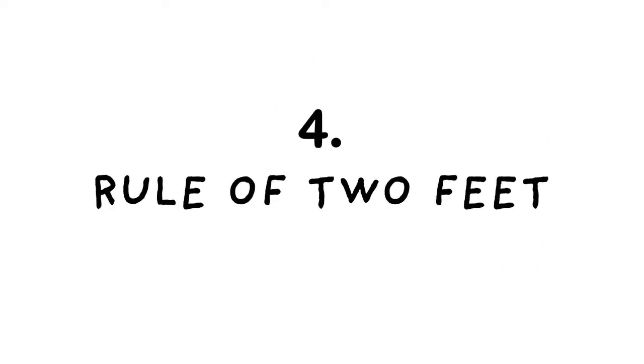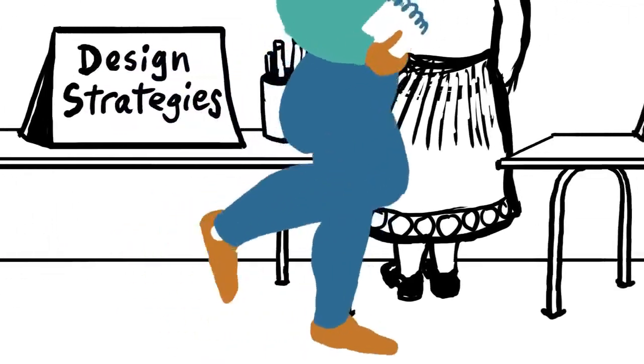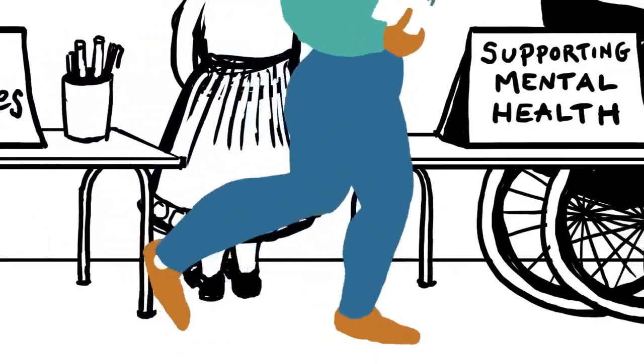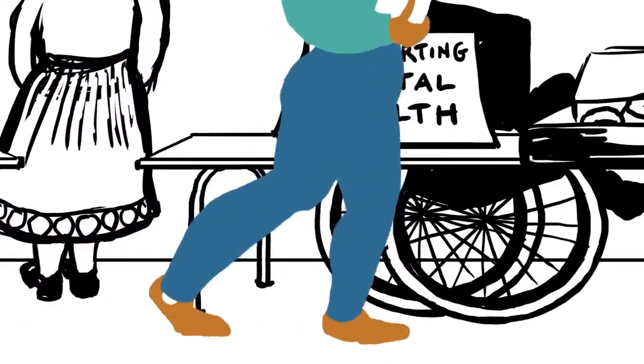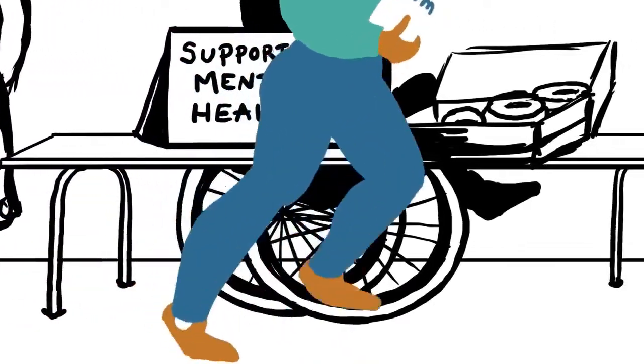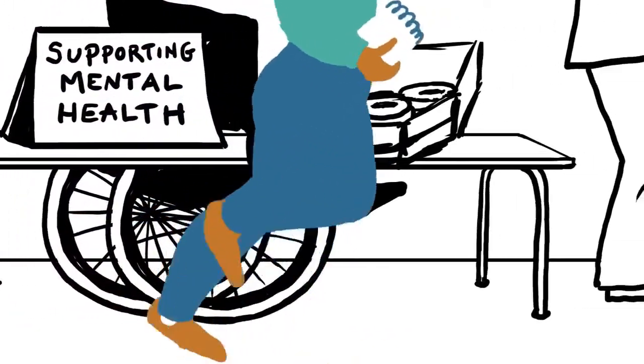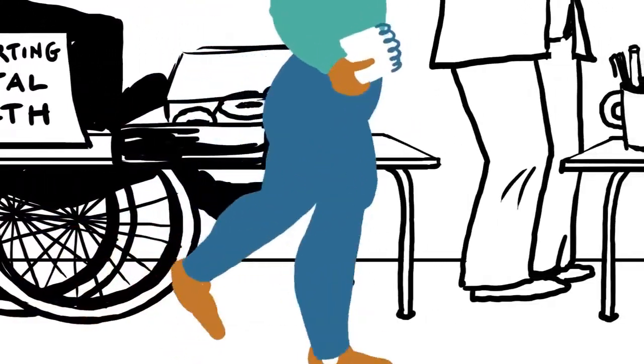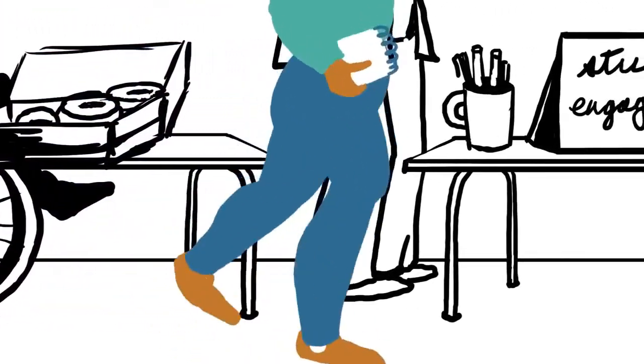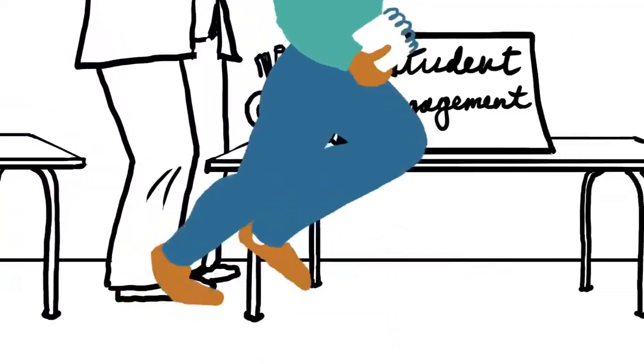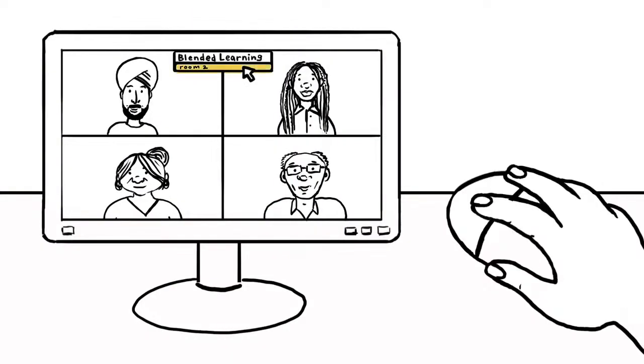Rule of 2 feet. EdCamps invite participants to find sessions that meet their needs to maximize learning. If a session is not resonating, we encourage them to move on to another session that will. Participants have the autonomy to get up and choose their learning. It's completely democratized. For online EdCamps, we call it the rule of 2 clicks because your fingers do the walking.